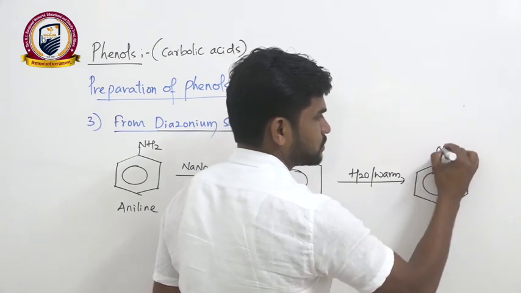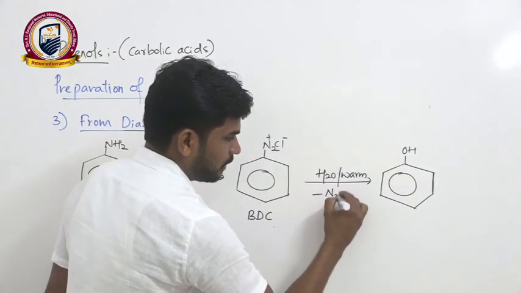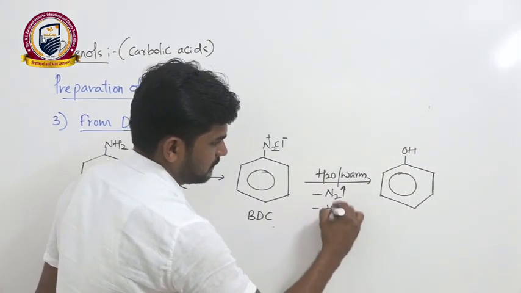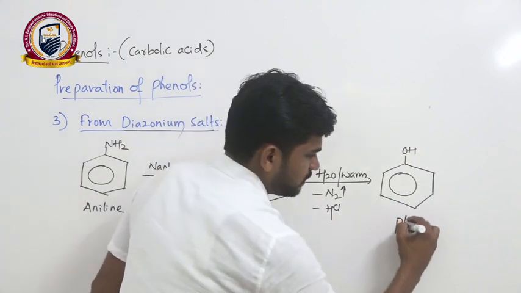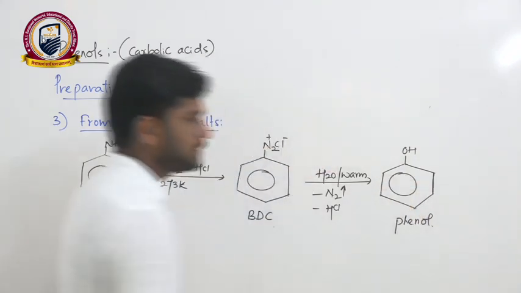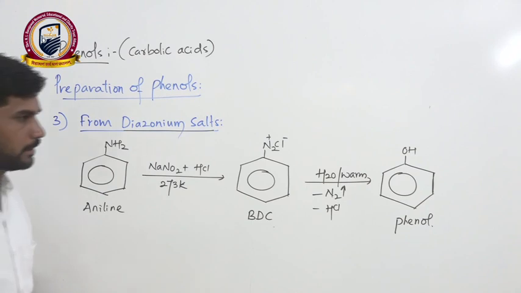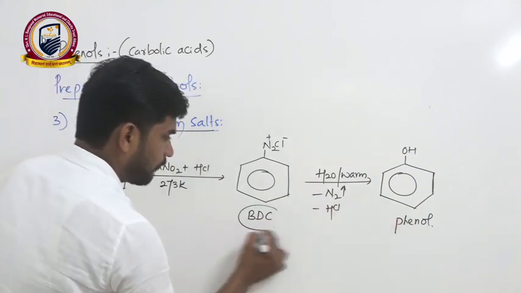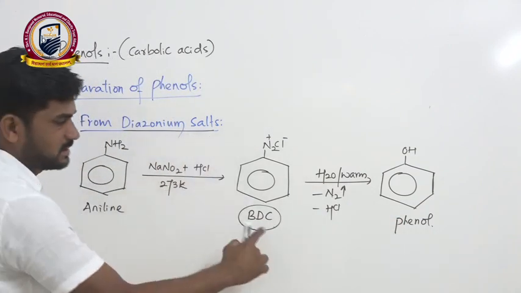So this compound is called phenol, with the elimination of nitrogen gas and HCl. So this is called phenol, right? So here, what are we preparing? We are preparing phenol with the help of diazonium salts, that is BDC, benzene diazonium chloride.